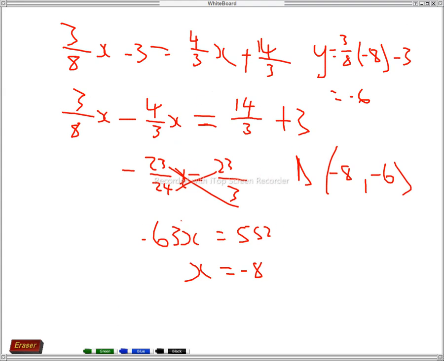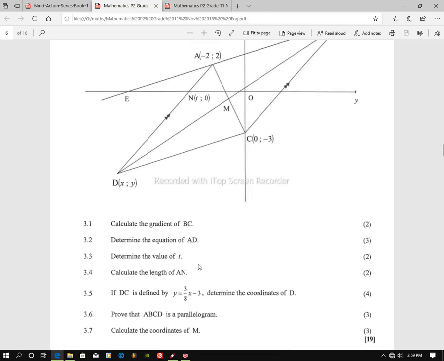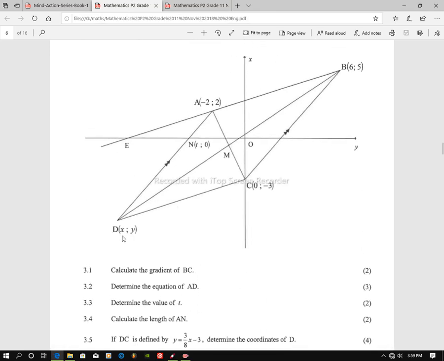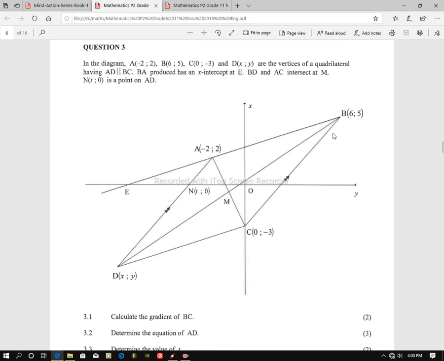Let me just go to the questions here. So you just have to prove that this is a parallelogram. You have the coordinates here, -8 and -6, and what you have to do, you calculate the gradient of DC and calculate the gradient of AB. If those two gradients are equal, therefore it is correct. Those two lines are parallel. This line AB is parallel to DC, and the gradient must be equal.